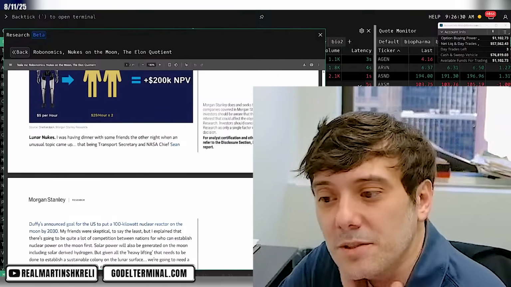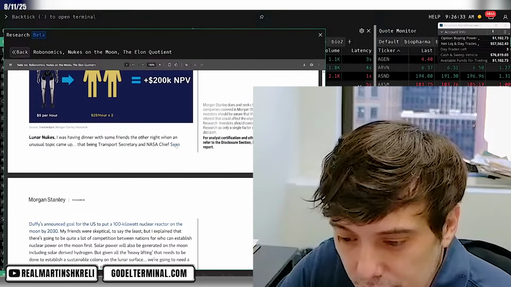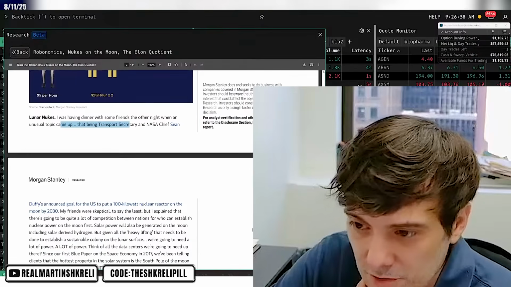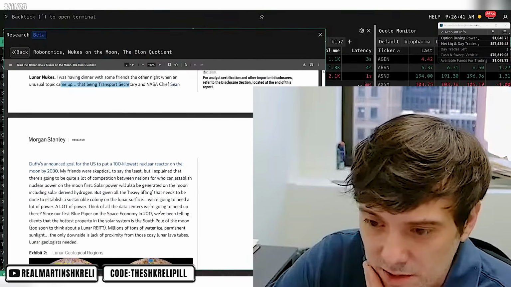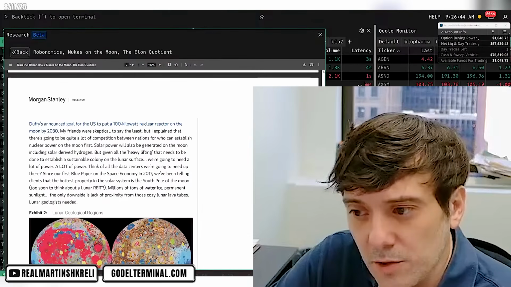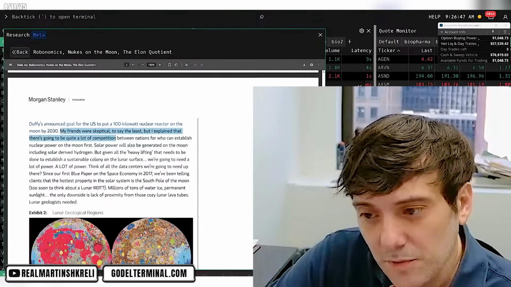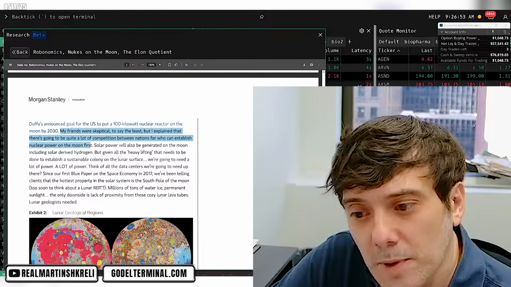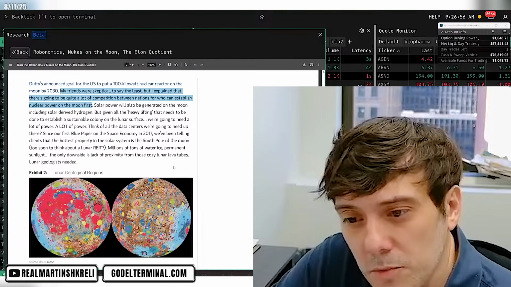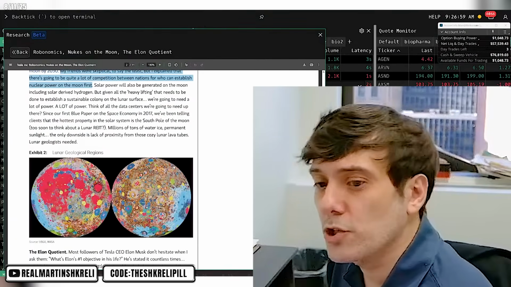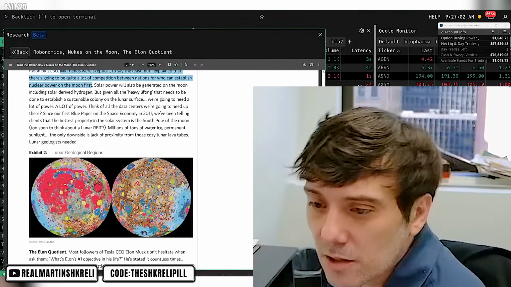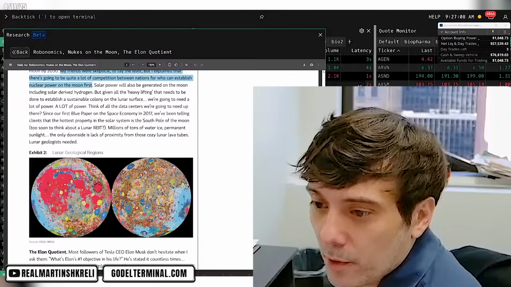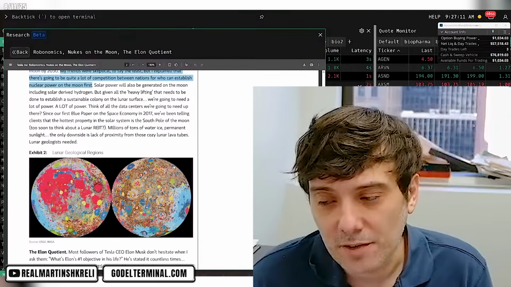Lunar nukes. I was having dinner with some friends the other night when an unusual topic came up. Transport Secretary, NASA Chief Sean Duffy's announced goals for the US to put a 100 kilowatt nuclear reactor on the moon by 2030. My friends were skeptical, to say the least, but I explained that there's going to be quite a lot of competition between nations for who can establish nuclear power on the moon first. Solar power will be generated on the moon, including solar-derived hydrogen. But given all the heavy lifting that needs to be done to establish a sustainable colony on the lunar surface, we're going to need a lot of power, a lot of power.